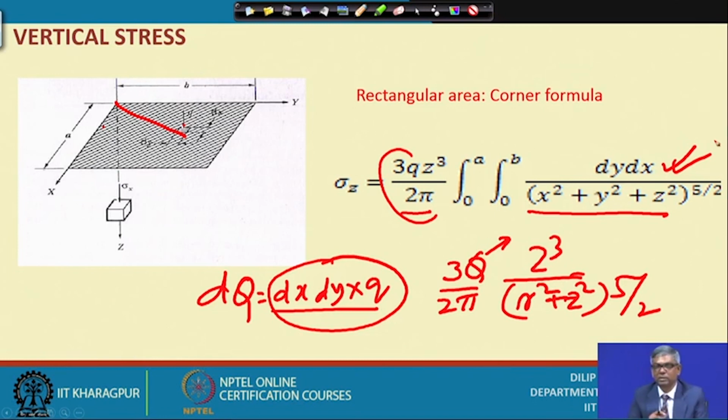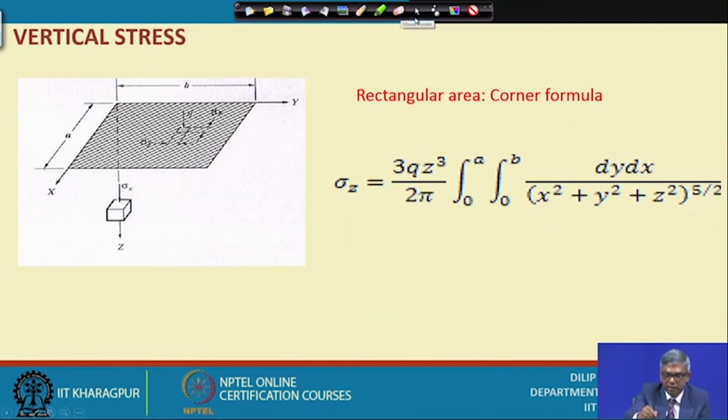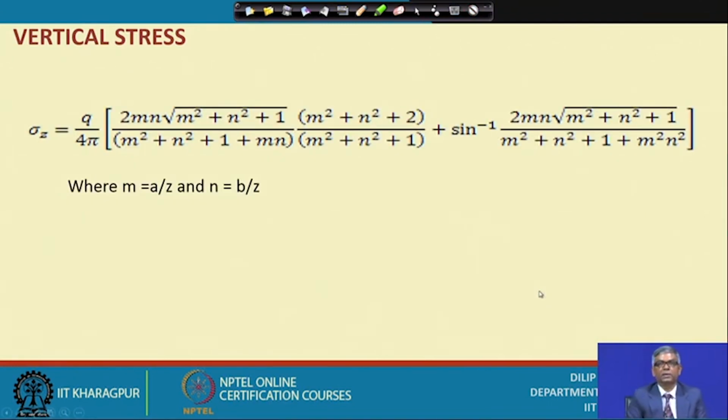This integration is not very simple, but after two or three substitutions you integrate once for x and then integrate for y, so twice you have to integrate. When you integrate for x, x will vary from 0 to a, and when you integrate for y, you give the limit 0 to b. After doing this double integration, we may get an equation something like this. I will show you on the next slide. You can see this is the expression we finally get.